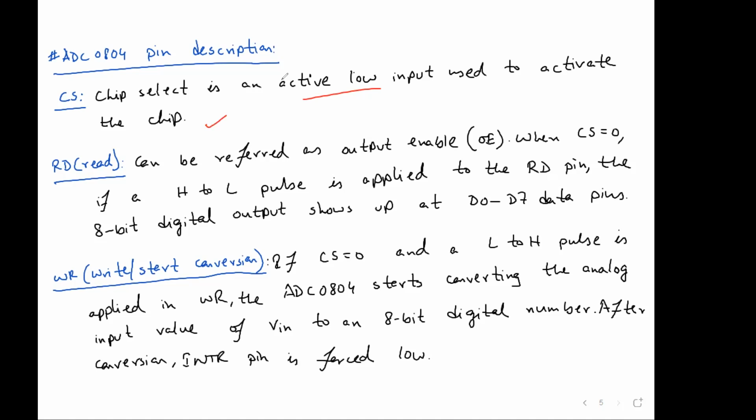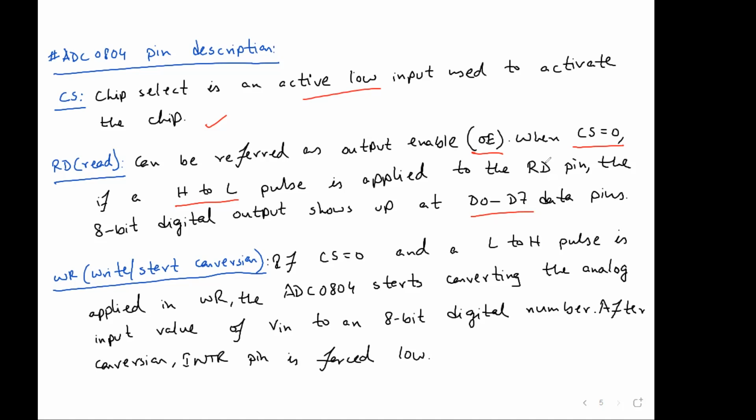The next one is read, RD. It can be referred to as output enable. When CS is equal to 0, very obvious, CS has to be 0 in order for the chip to be activated. So whenever CS is 0 and a high to low pulse is applied to the RD pin, then the 8-bit output will show up at D0 to D7 data pins. And you can see that all these pins are connected to your LED. So simply we signify that the conversion is done, I mean, the data is ready to be displayed. That is what we mean by this RD pin.